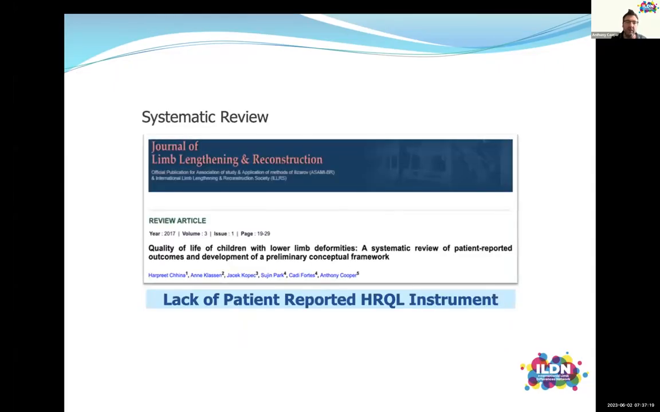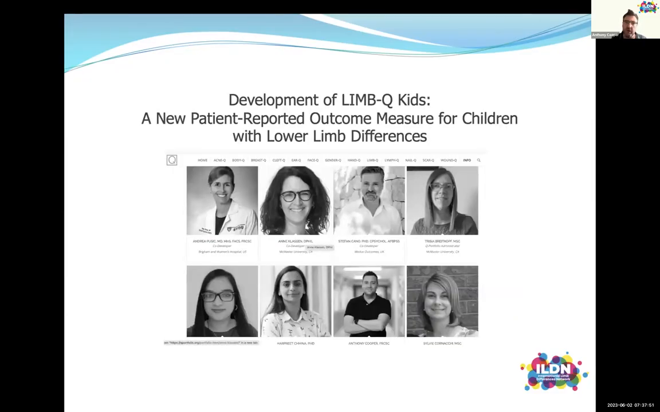So we started back in 2017, and we performed a systematic review looking at the number of studies that are out there and what patient-reported outcome measures were actually in use. And what we found is there wasn't a validated patient-reported health-related quality of life measure for children with limb differences, and most studies use surrogates, so either adult measures, generic measures, or ones which were very system-based. So we decided we would develop our own.